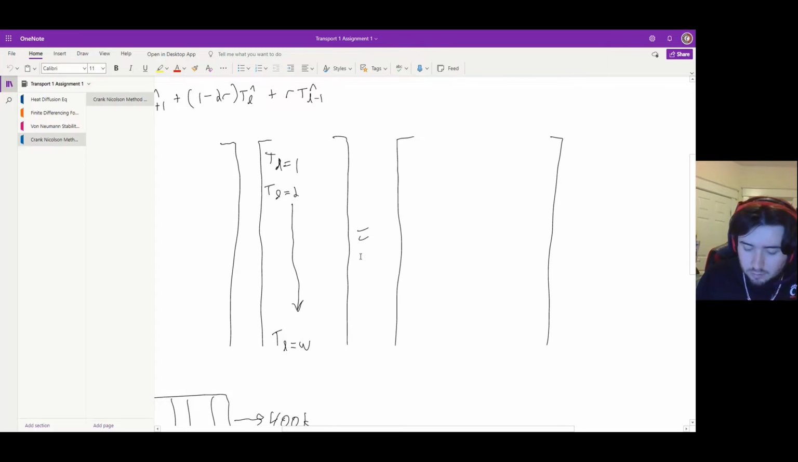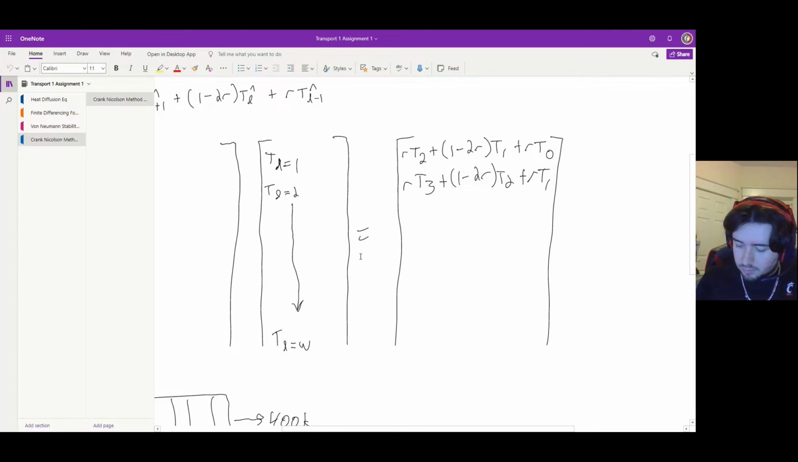So we get, for L equals 1, r T2 plus 1 minus 2r times T1 plus r T0. Then for L equals 2, we get r times T3 plus 1 minus 2r times T2 plus r times T1. And that goes all the way down until L equals W.